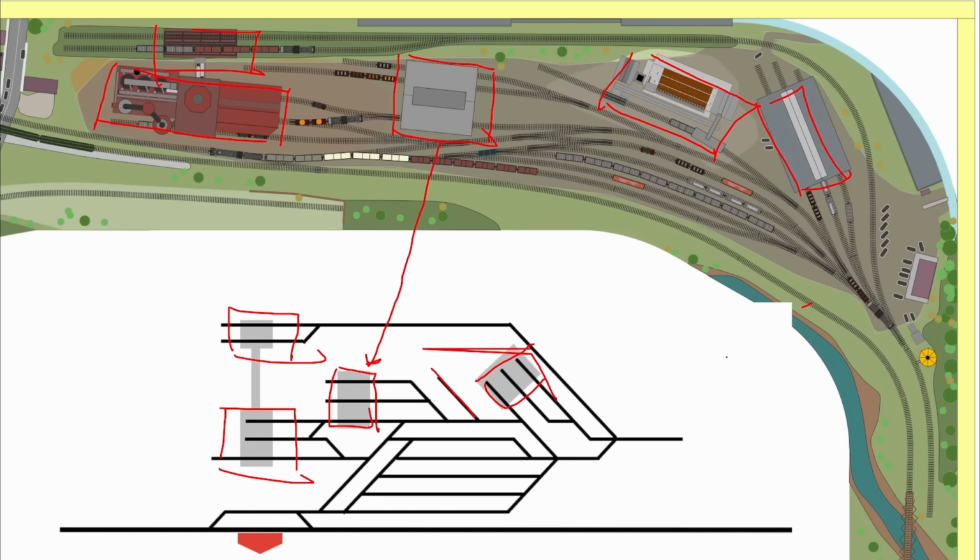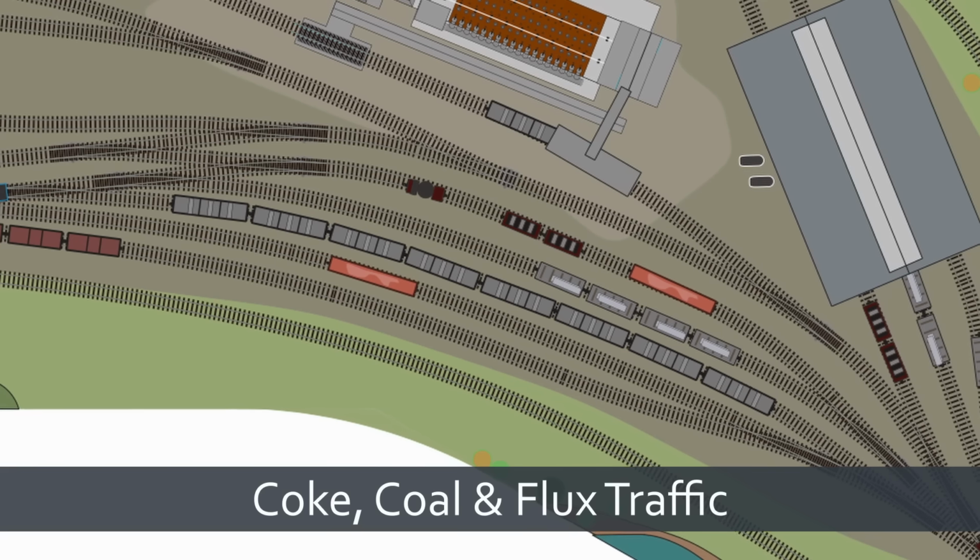Now the main line, that's this track right here, that's represented by the thick one here at the bottom. And then we have a passenger station here, and that's just represented by this red arrow. So let's have a look at the traffic.